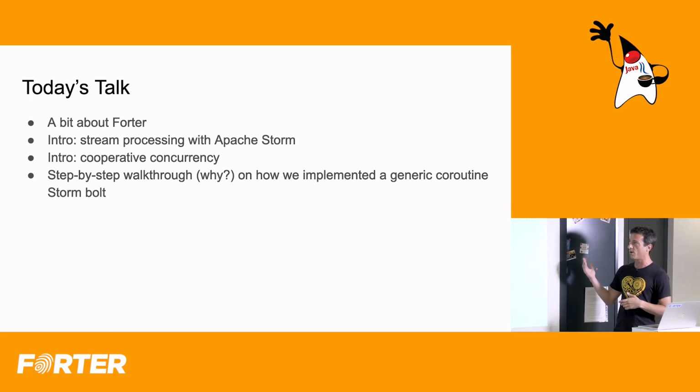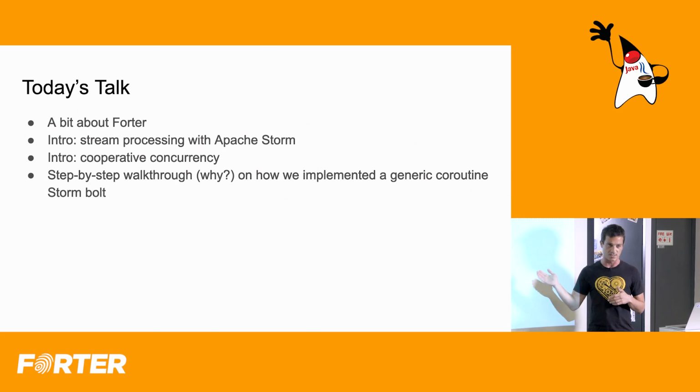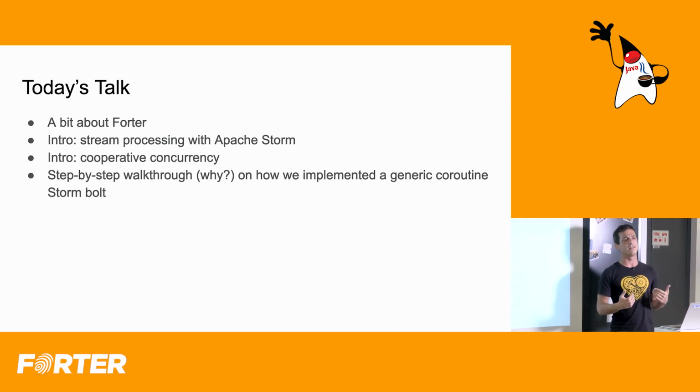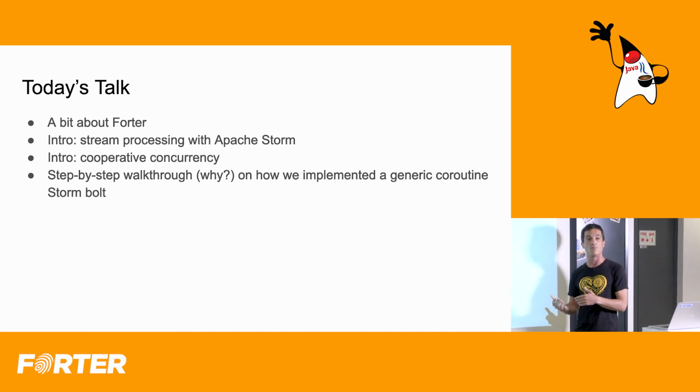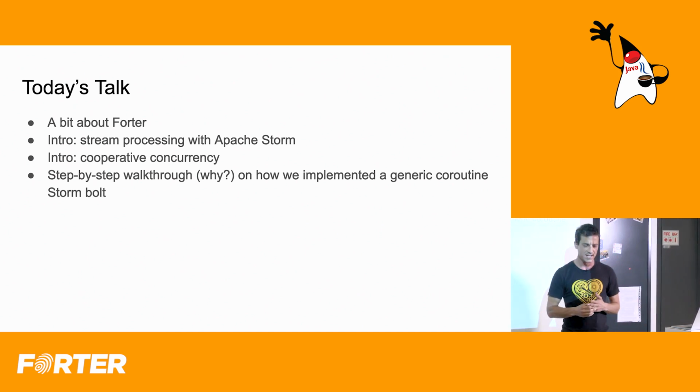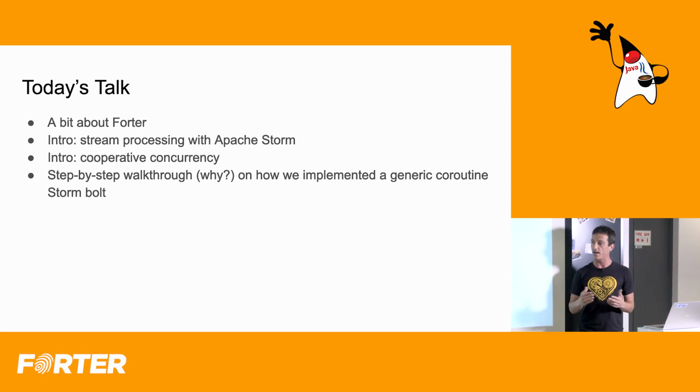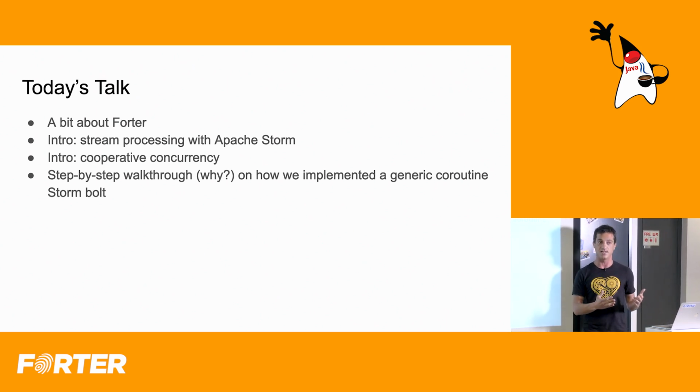So generally, we're going to have some introductions, and then we're going to do a walkthrough of us trying to implement a generic Storm bolt using coroutines, and the journey we went through from a product which is not so good at the beginning to something that is much better, more suited for the job. And we're going to look at the step-by-step transition.